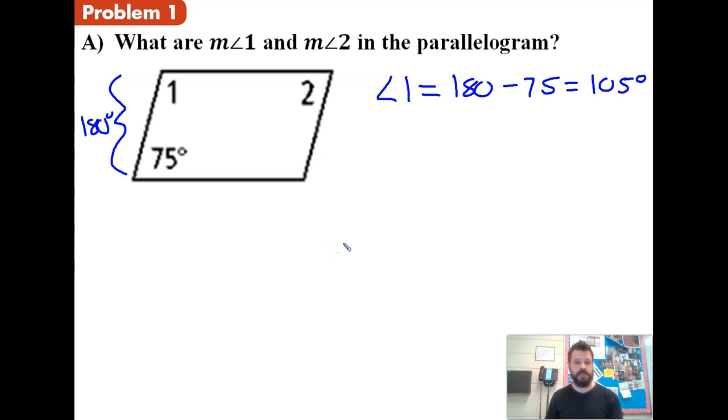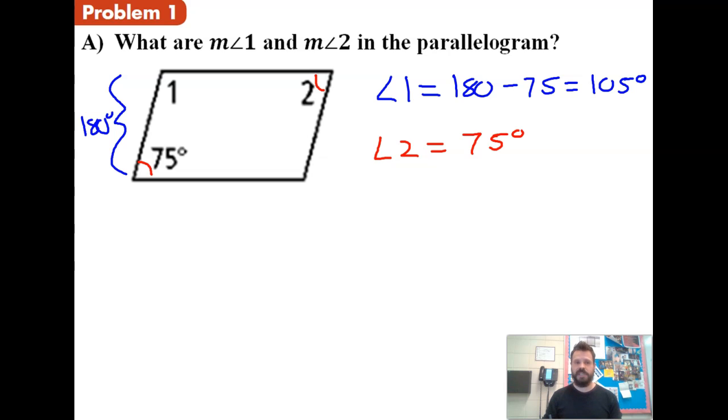Okay, because consecutive angles are supplementary. Let's do angle 2 next. And angle 2 is opposite to the 75 we're given initially. And we said a minute ago also that opposite angles in a parallelogram are congruent to each other. Okay, therefore angle 2 is just 75 degrees as well. All right, that's how we can use our two theorems about angles in a parallelogram to find the missing angles.